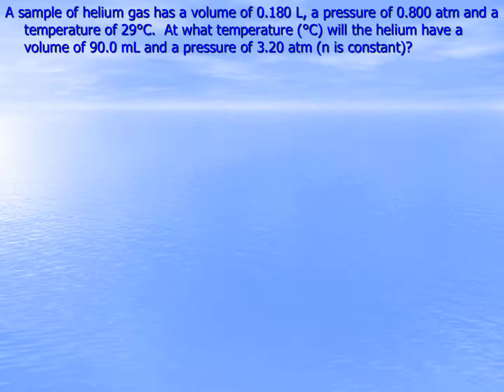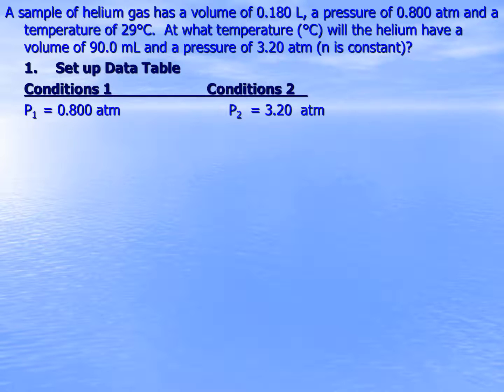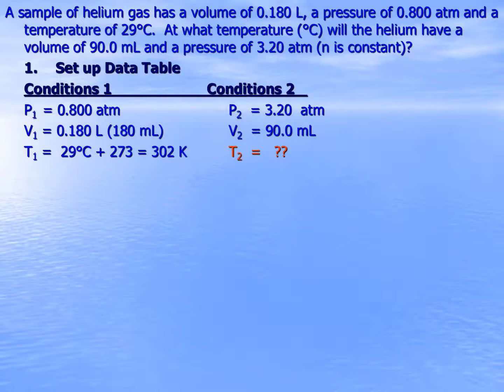And finally, our last slide. A sample of helium gas has a volume of 0.180 liters, pressure of 0.800 atmospheres, and a temperature of 29 Celsius. What's the temperature in Celsius when its volume is 90 milliliters and the pressure is 3.20 atmospheres? This one has 3 different properties: pressure, volume, and temperature. 0.8 atmospheres and 3.2 atmospheres are the 2 pressures. One of our volumes is in liters, one is in milliliters, so we should change them both to, let's say, milliliters. 0.180 liters times 1,000 milliliters over 1 liter is 180 milliliters.